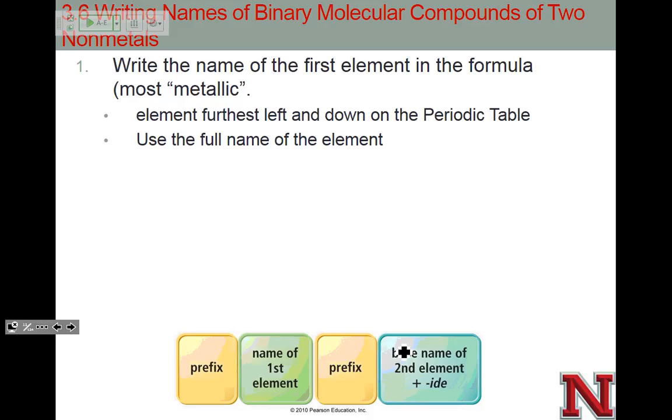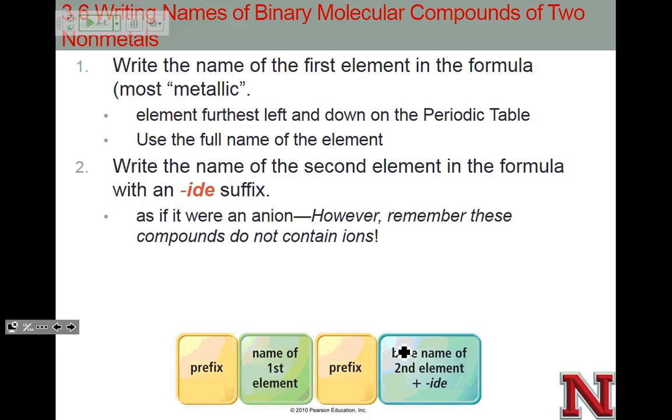So we write the name of the first element in the formula, and we put the one that's the first element, the one that's the most metallic. So the element that's closer to the metals. If we're comparing hydrogen and oxygen, hydrogen looks more like a metal, so it would be first. If we're comparing nitrogen and oxygen, nitrogen is closer to the metal, so it would be first. So you put the more metallic first, and we use the full name of that element.